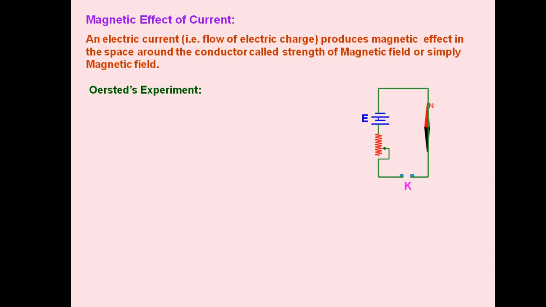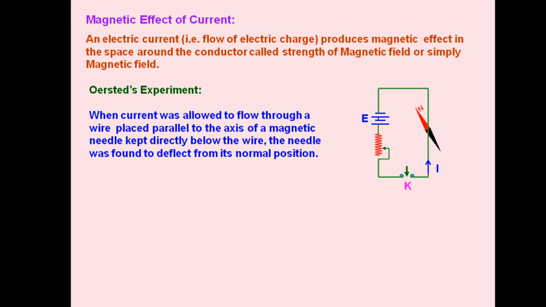Let's see it again. When the key is closed, current starts passing through the conductor, and due to this the magnetic needle starts deflecting. This shows that a current carrying wire produces a magnetic field around it, or we can say when current passes through a conductor, it produces a magnetic field around it. When current was allowed to flow through a wire placed parallel to the axis of a magnetic needle kept directly below the wire, the needle was found to deflect from its normal position, and this is because of the production of magnetic field around the wire when current starts passing through it.